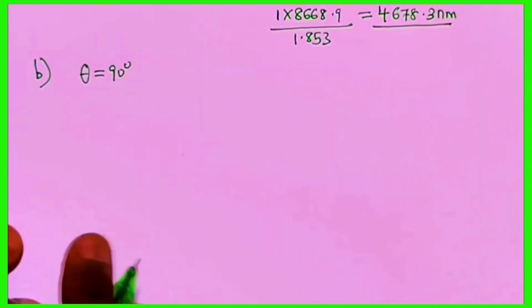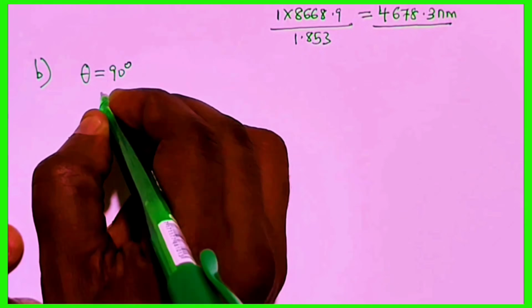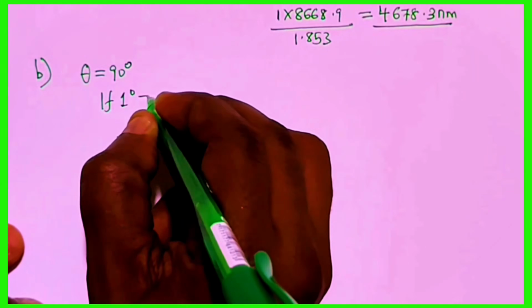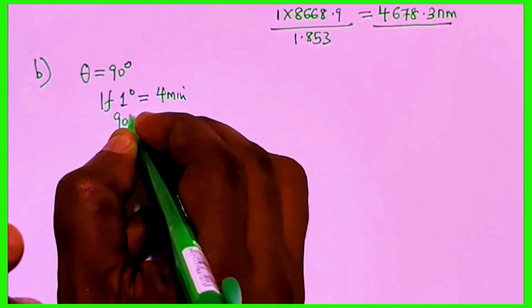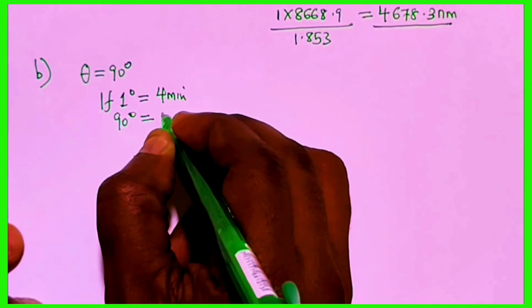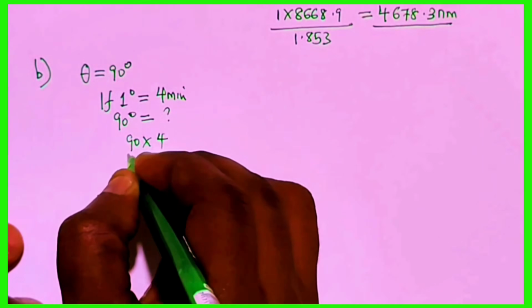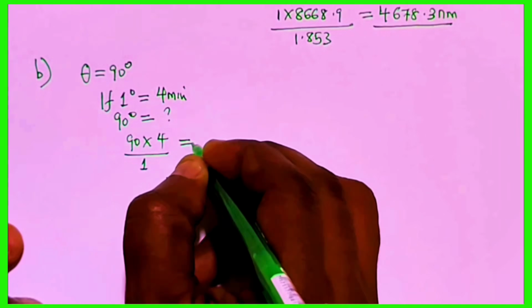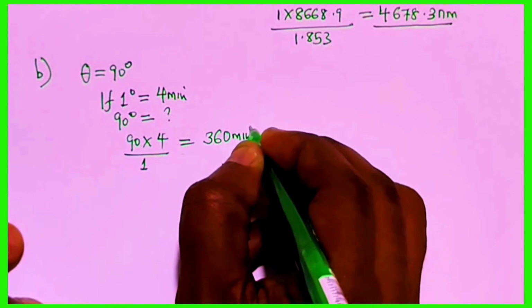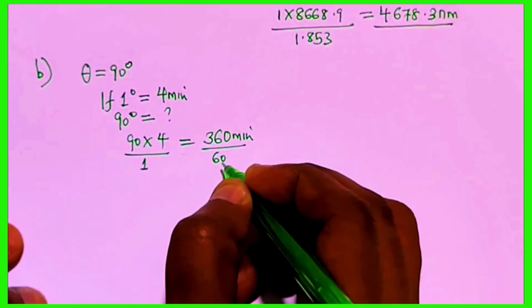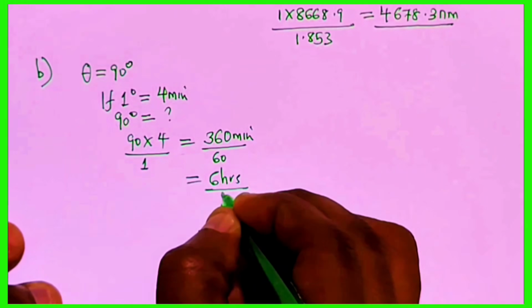So let's find the difference in time between these 2 points. We are going to say that if 1 degree will be equal to 4 minutes, what about 90 degrees will be equal to how many minutes? So by cross multiplication, you're going to have 90 multiplied by 4 and then divided by 1. So this will be equal to 360 minutes, which when converted to hours, you're going to get exactly 6 hours.